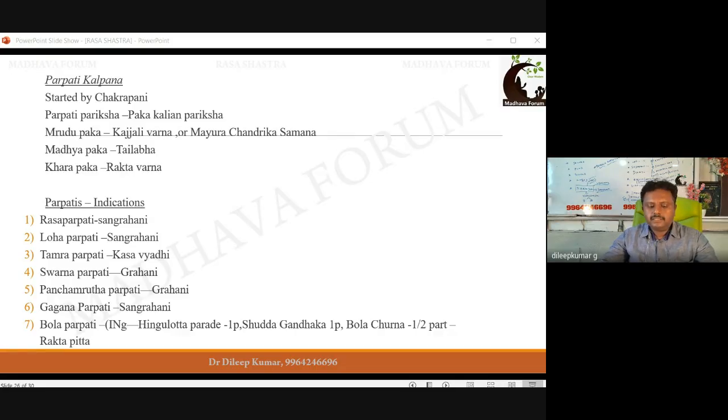The main indications are Kasa, Shwasa and Daha, Yakrut Pliharuddhi, Vatarakta, Pandu and Shotha.